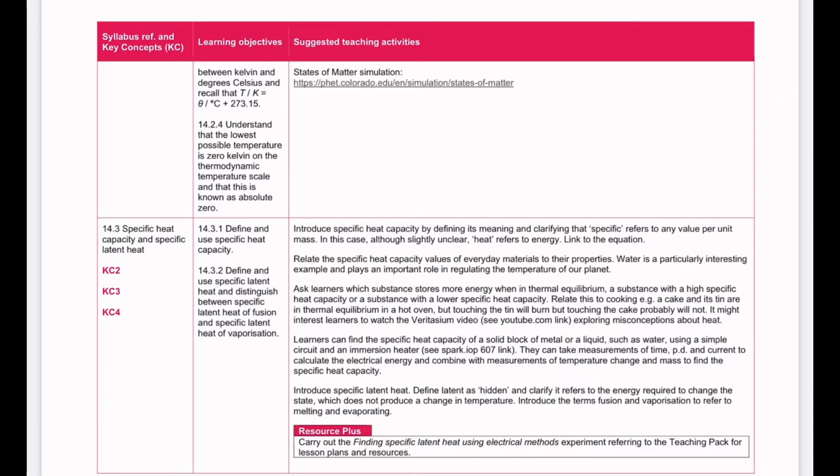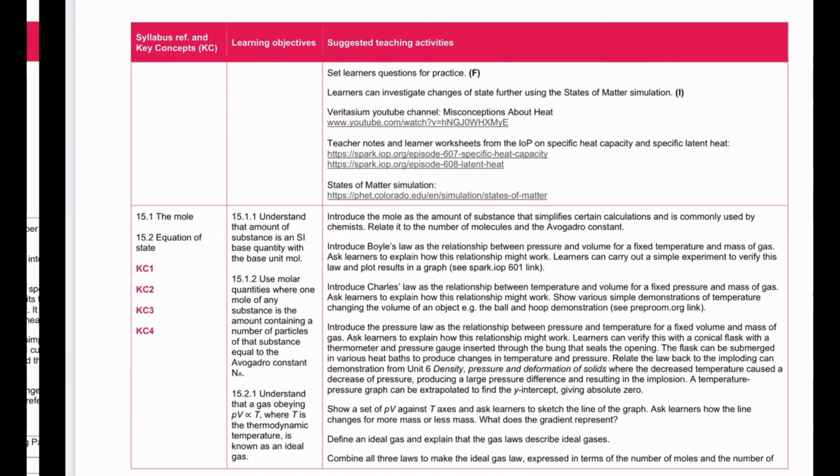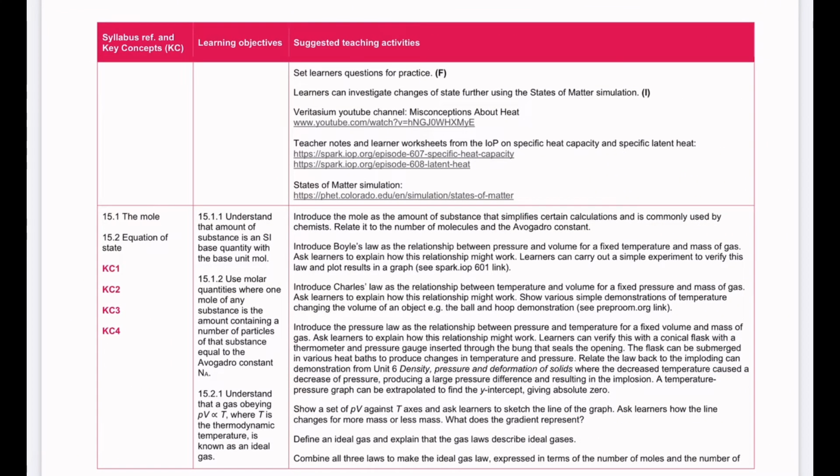14.3 Specific heat capacity and specific latent heat. Learning objectives. 14.3.1 Define and use specific heat capacity. 14.3.2 Define and use specific latent heat and distinguish between specific latent heat of fusion and specific latent heat of vaporization. Key concepts. 15.1 The mole.